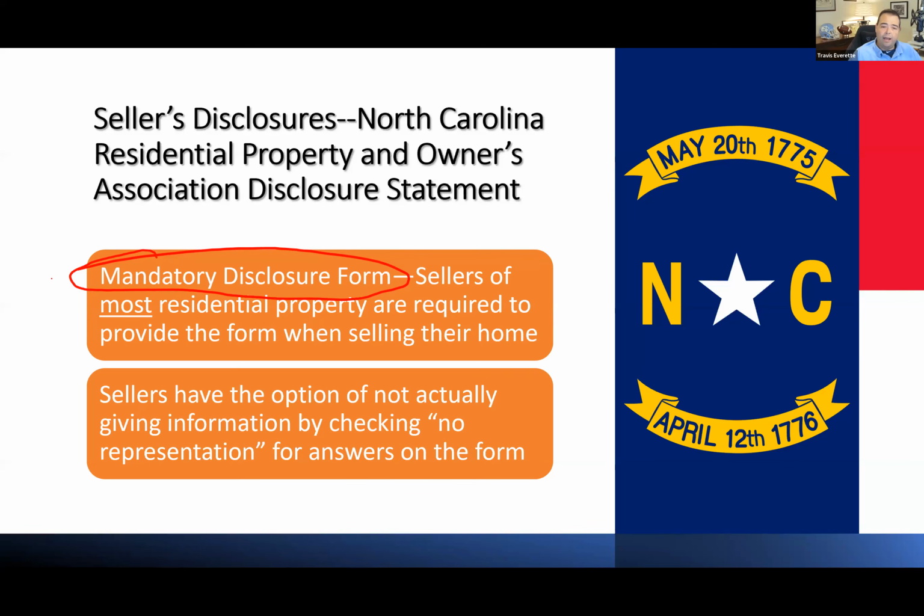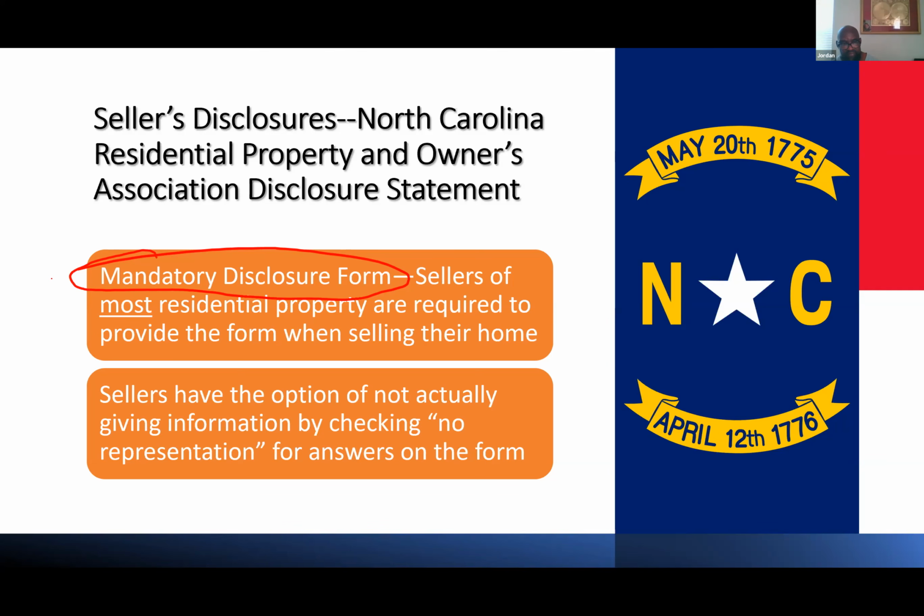Sellers have the right in North Carolina. How many of you have ever heard of somebody pleading the fifth? You've heard of somebody being called to testify in court, and saying, I'm going to invoke my Fifth Amendment right not to say anything. And why do people plead the fifth? Let's be honest. Because they know anything they say probably ain't good, right? And they don't want to implicate themselves. Sellers are allowed to plead the fifth on this form.